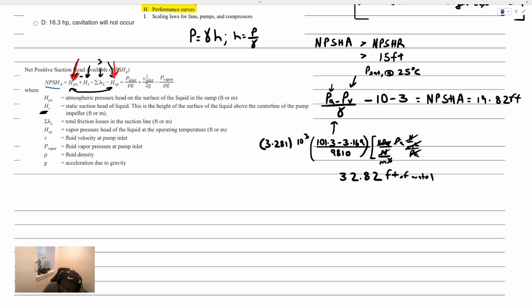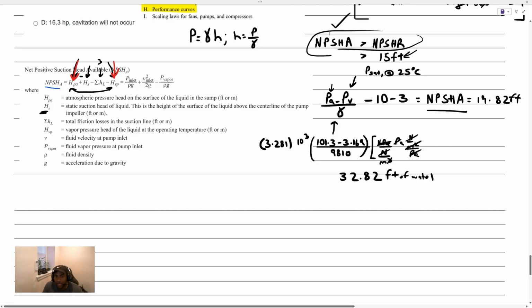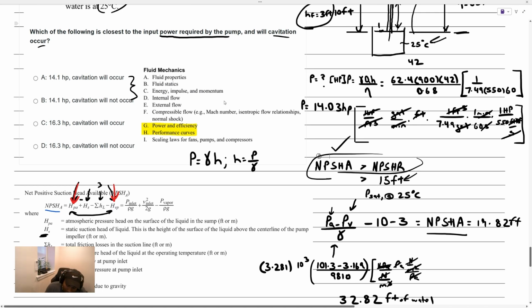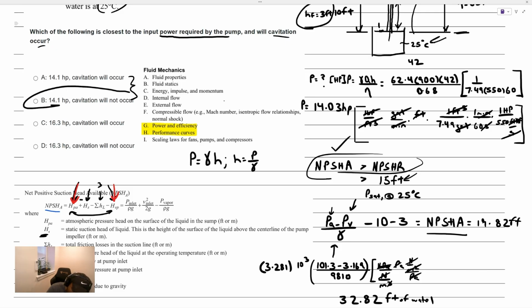And that net positive suction head available, if we compare it to the 15 feet for the requirements, we know that what's available is greater than what's required. That means that this check is true. Because that check is true, no cavitation will occur. That is answer choice D. Let's go ahead and move on to the next problem.